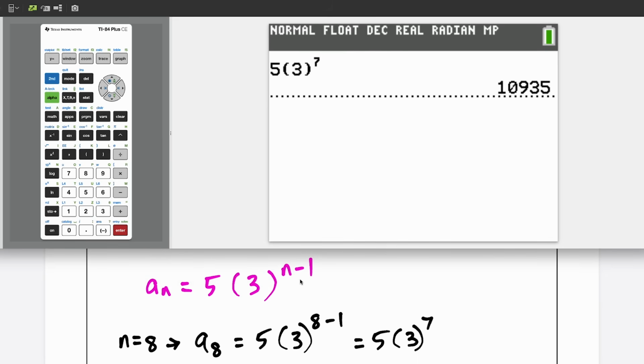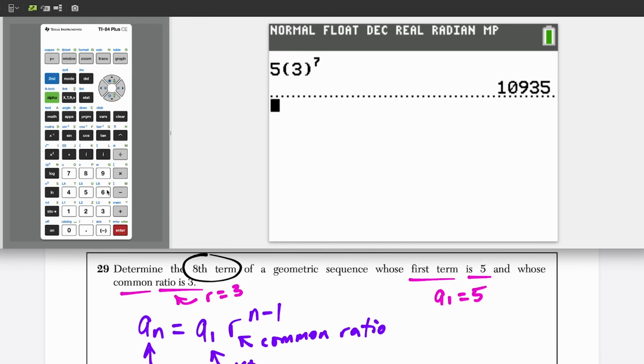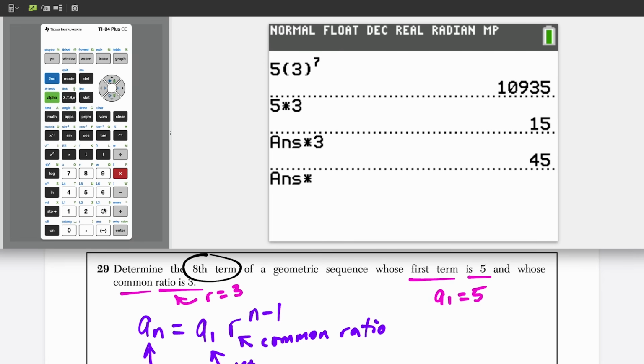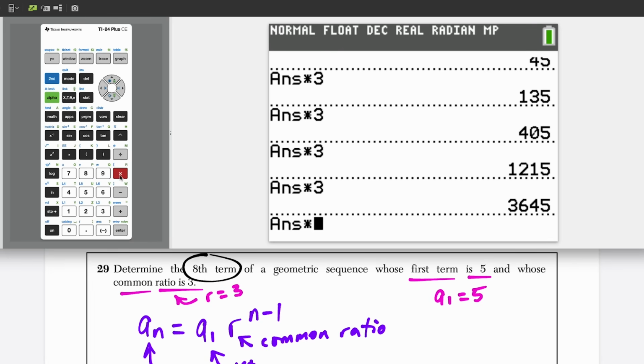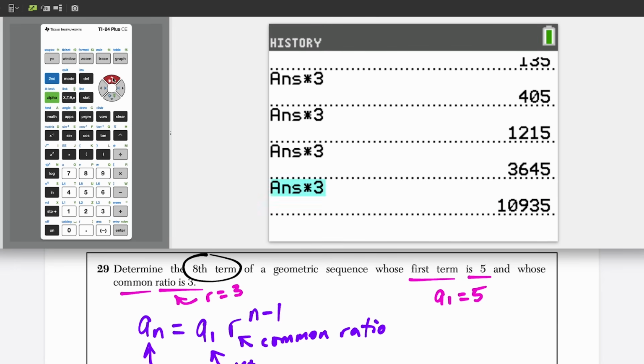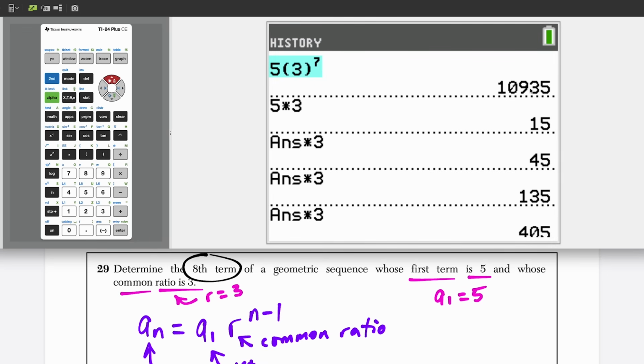Now, one other thing I want to point out, if you just want to do this one by brute force, what you could do is say, all right, the first term is 5, and the common ratio is 3. So if I do 5 times 3, this gives me the second term. Times 3 again gives me the third term, and then times 3, fourth term, fifth, sixth, seventh, and then eighth term is 10,935. But when you use the formula, it's just way, way, way faster. It gets you to the answer right away.